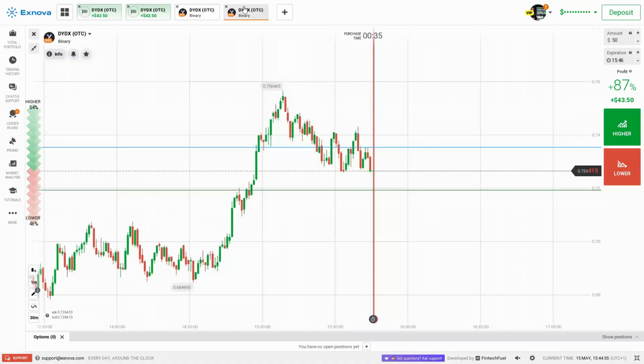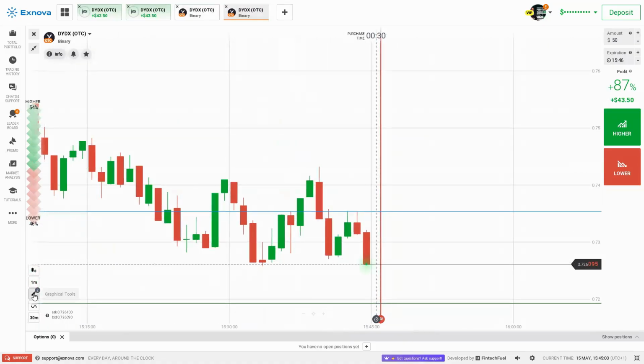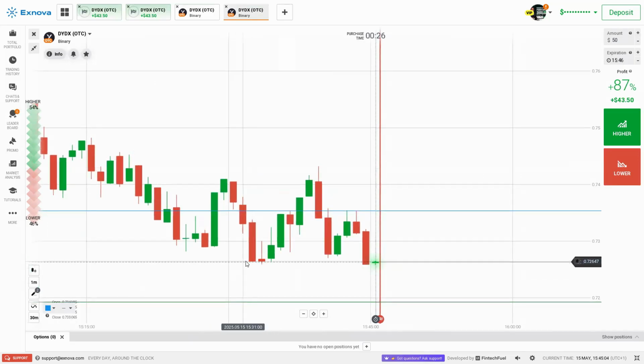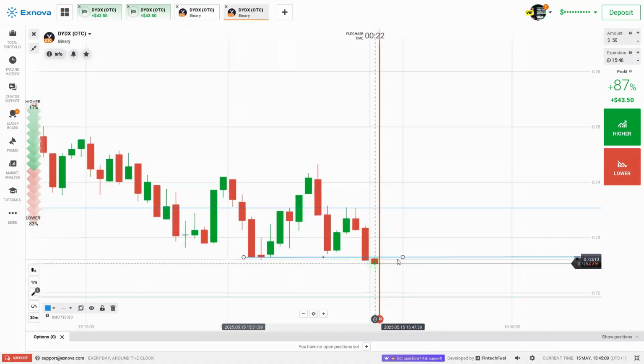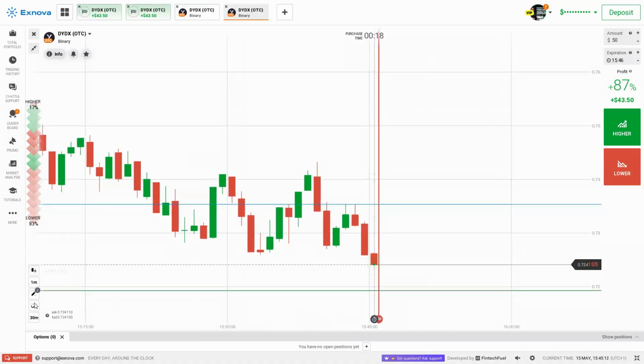Sellers are still trying. They're still trying to break the low for me. This low. All right, that was good. I love that candle. I love the fact that that candle closed without a rejection. It's a good sign that the market is going to break the low.